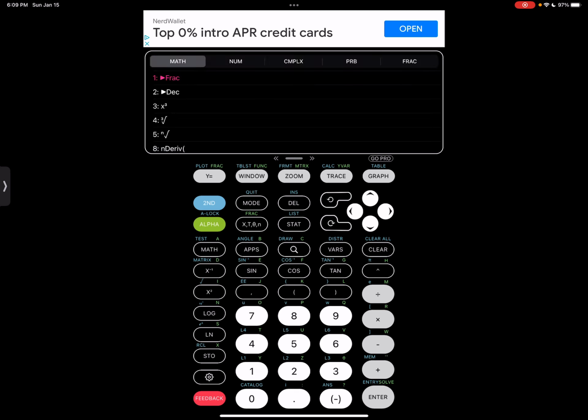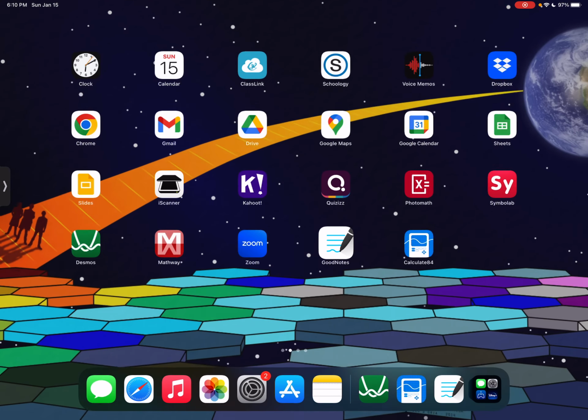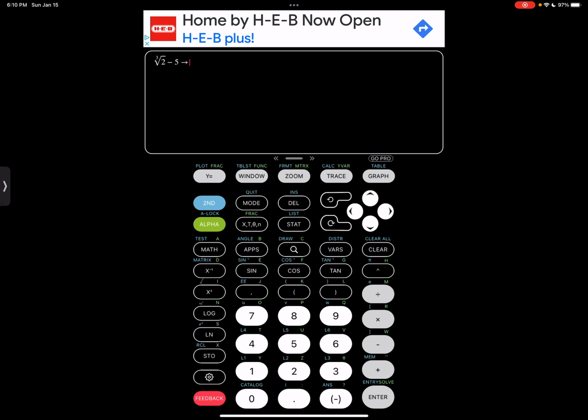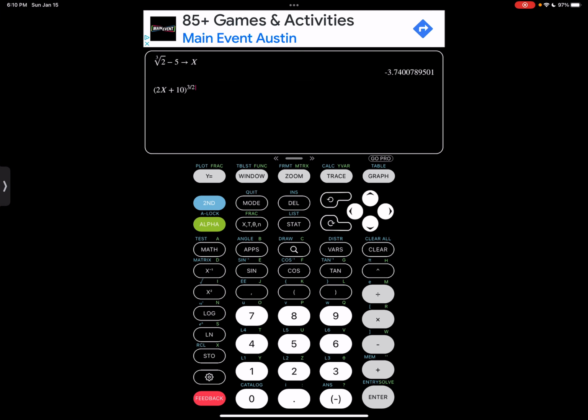So what I say, cube root, so I go to math, I make the cube root of 2, and we are going to do minus 5, right? Is that what our answer was? Yeah. Okay, and I'm going to store that for x. Enter. Okay, and now I believe the equation was 2x plus 10 to the power of 3 halves. Delete. 3 over 2, like so. Is that right? Yes. And I want the result to be equal to 4, so enter.